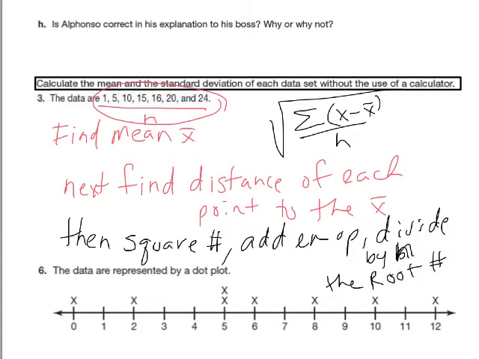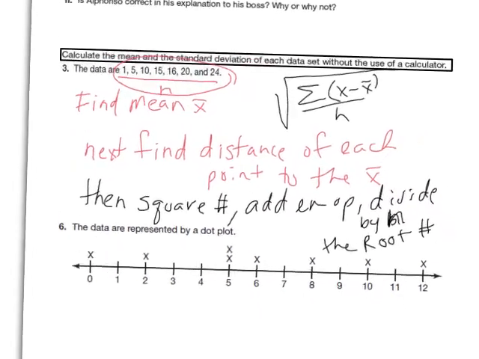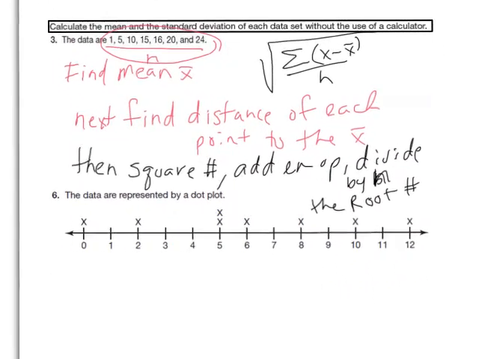Just a review. Find the mean. Then figure out the difference between each point. Then add up all the differences, divide by n, and then get the square root of it. Use the work. Make sure there's a lot of work.